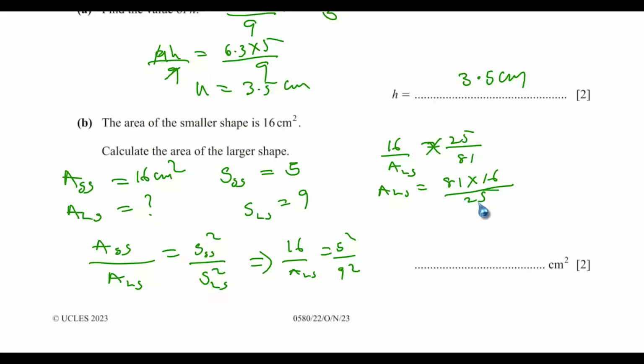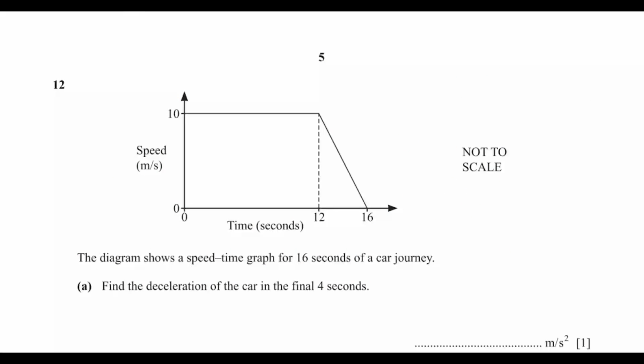If you take your calculator and do this, you get 51.84. So the area of the larger shape is equal to 51.84 centimeters squared. So let's go to the next question. That will be question 12.